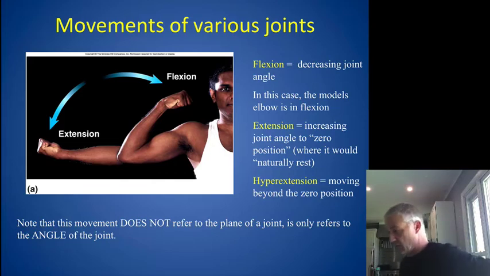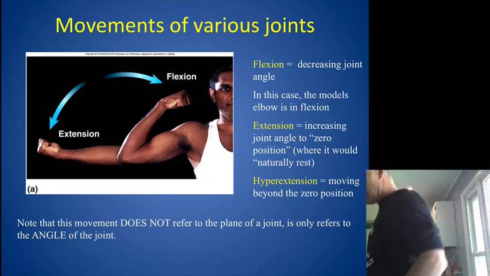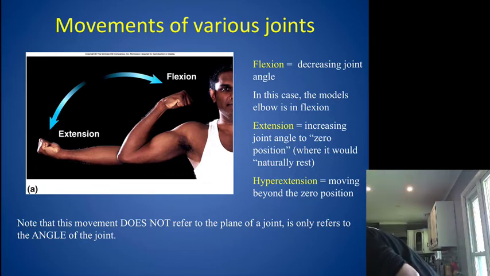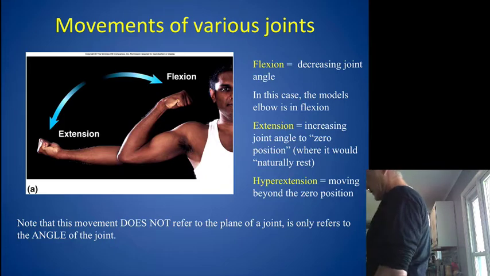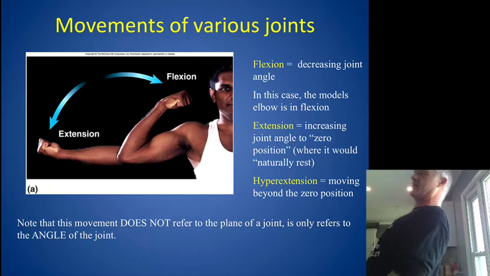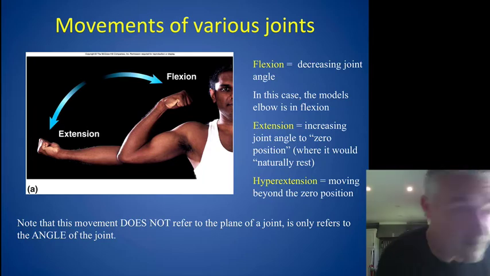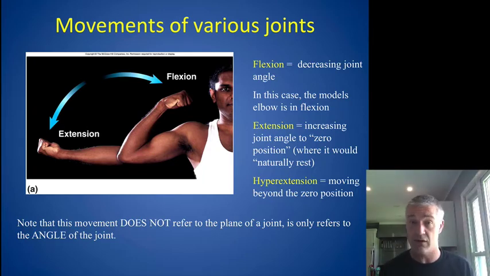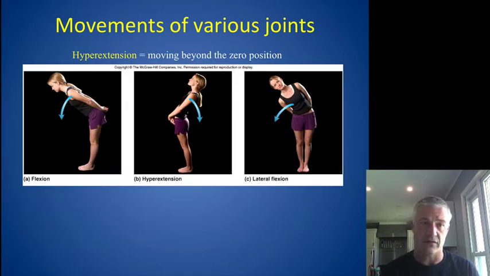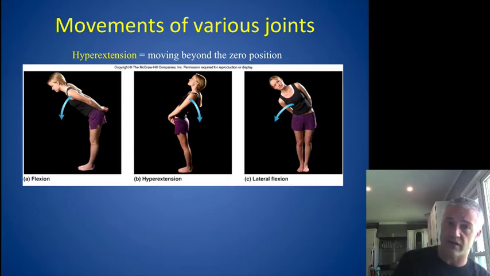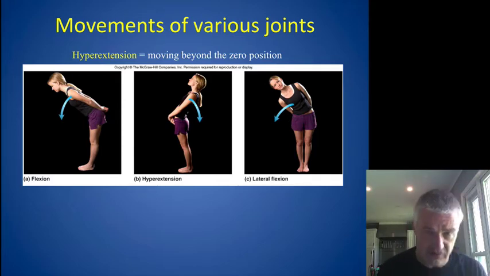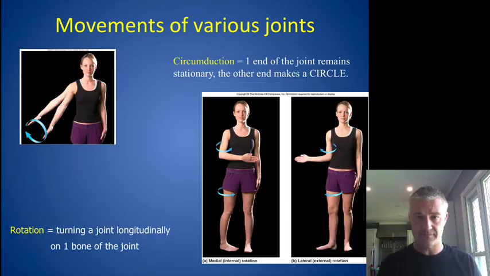If you do it with the hips, flexion is leaning forward, extension is like this. Hyperextension is leaning back a little bit like that. So certain joints can do hyperextension. Sometimes hyperextension would be an abnormal movement. So you can kind of see it right here. Flexion, leaning forward, hyperextension, past that zero position. You could also talk about lateral flexion. Extension would be going from that flexed position back to a normal position.